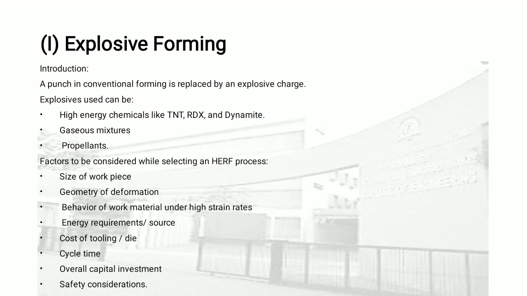Factors to be considered while selecting the high energy rate forming process. There are some factors we consider to select which type of technique to use: size of workpiece, geometry of deformation, behavior of work material under high strain rate, energy requirement or the source of energy, cost of tooling or the die, cycle time, overall capital investment and safety consideration.